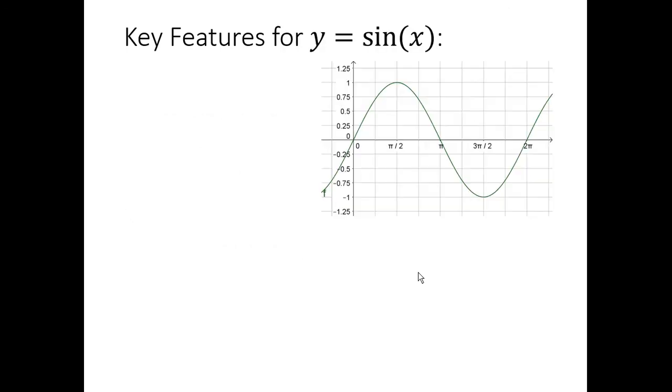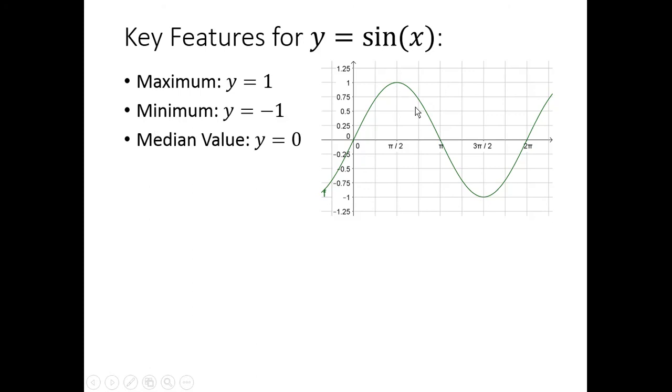So let's have a look at our good old y equals sine x graph. There it is on the screen for you. So we want to be able to identify those key features for this graph. So the first one's the maximum. Well, the absolute highest that graph gets is y equals 1. The minimum, well, the absolute lowest that gets is y equals -1. The median value, so halfway between the max and the min, well, that's of course at 0.